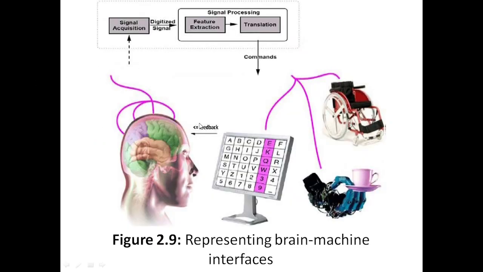Okay, so this is how it looks. We have the brain's activity, signal acquisition from the brain through the electrodes, and the digitalized signal will be converted. Then signal processing will be there, feature extraction, translation and all. After the translation, a command will be given to the robotic arm, so that the robotic arm is able to hold this. This is the representation of brain machine interface.